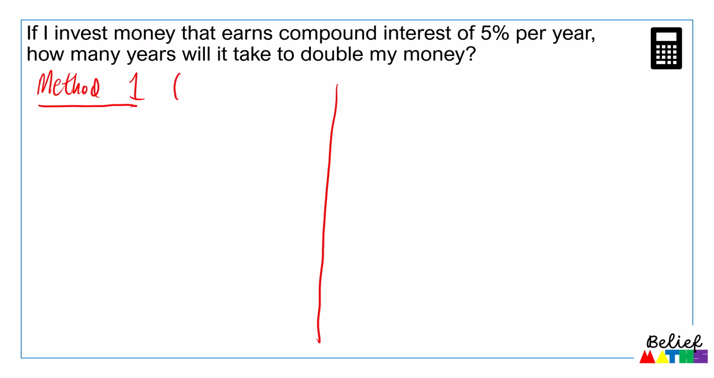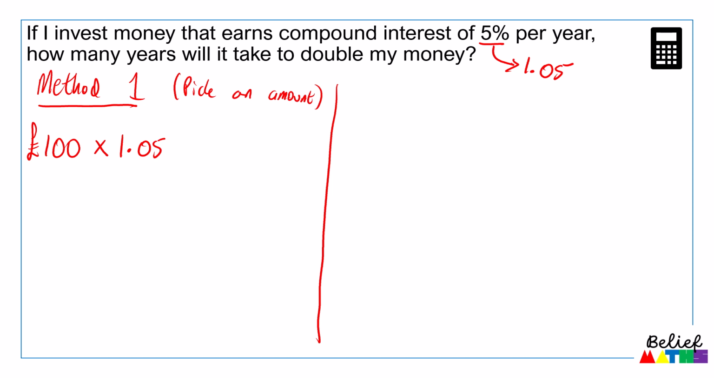What we're going to do is pick an amount. Okay, what I mean by that is we're just going to pick an amount of money. So I like to just use £100. Okay, it's nice and easy. Now 5% I know is a multiplier of 1.05. We've looked at how to do those. And we're doing 100 times 1.05 to the power of something. And we need to find the number that gets us to £200. Why 200? Because we want to double our money.